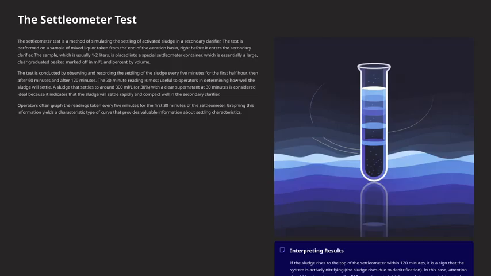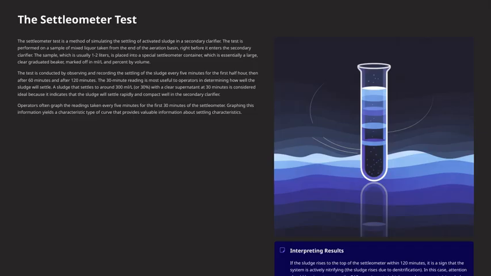Let's take a closer look at the settleometer test. This is a key method we use to simulate how activated sludge settles in a secondary clarifier. Essentially, we take a sample of mixed liquor, usually about 1 to 2 liters, from just before it enters the secondary clarifier. This sample is then placed into a special settleometer container, which looks like a large, clear, graduated beaker. It's marked in milliliters per liter and percent by volume, making it easy to observe and measure.